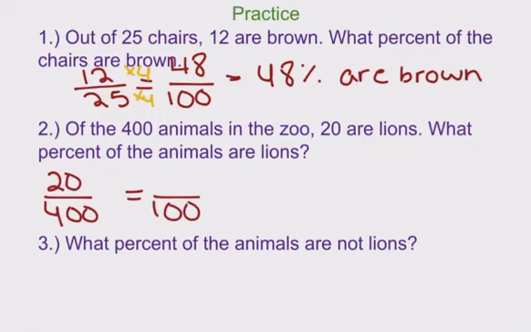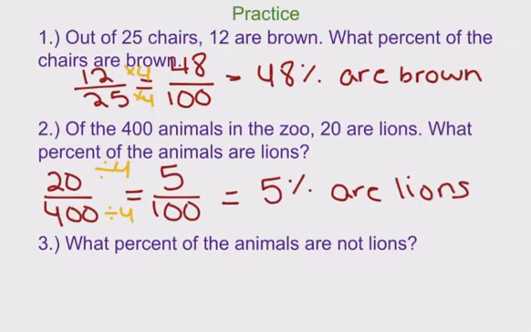We can make 400 equal 100 by dividing it by 4. 20 divided by 4 would equal 5. This would mean that 5% of the animals at the zoo are lions.